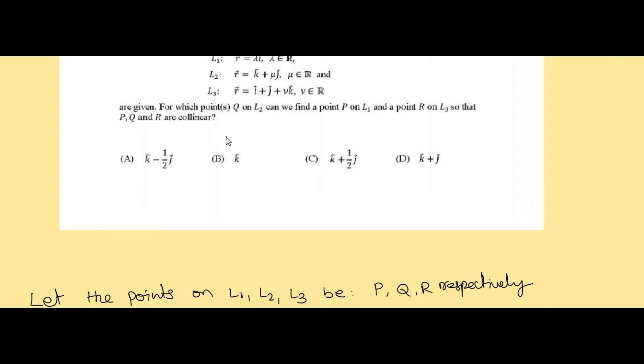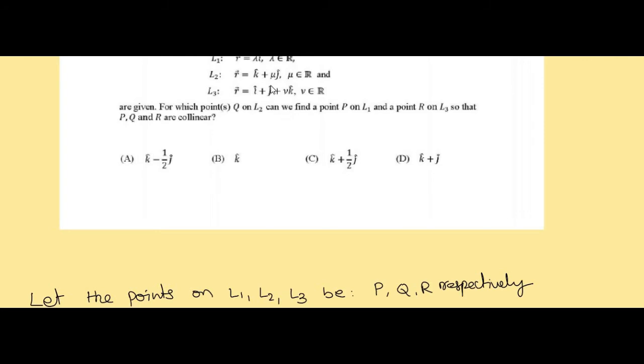So that means Q is a point, and the second line, the line passing through Q, is meeting L1 and L2 at P and R. P, Q, R are collinear. So we need to find out these points. In this case, again we write general points on the given two lines, lambda, 0, 0.